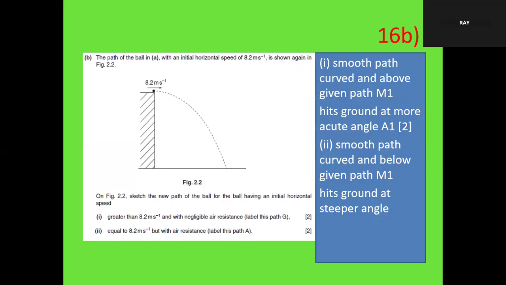The path of the ball at A with the initial horizontal speed of 8.2 is shown in the diagram, figure 2.2. On figure 2.2, sketch the new path of the ball for a horizontal speed greater than 8.2 with negligible air resistance. Label this G. Where should it be?